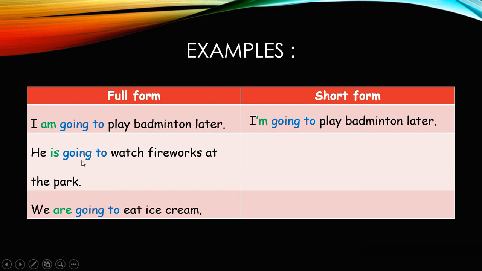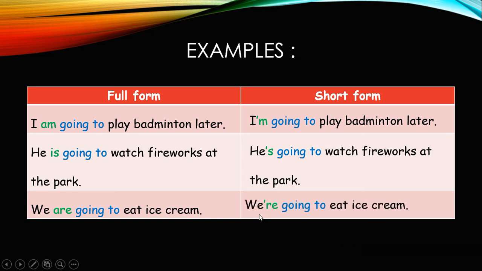Next one. He is going to watch fireworks at the park. To shorten it, he's going to watch fireworks at the park. Next one. We are going to eat ice cream. To shorten it, we're going to eat ice cream. Alright, now let's move on to the next activity.